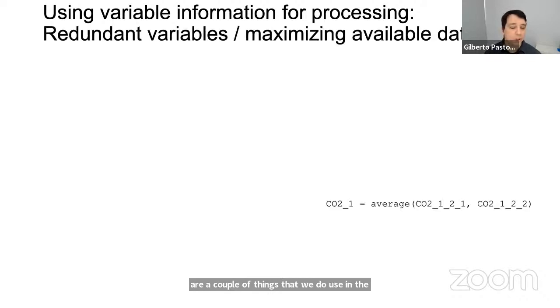So if they want to use just a shallow soil temperature, for instance, or if they want to know how much redundancy was available for measuring a site. So that all gets published as the metadata for the site. But beyond that, there are a couple of things that we do use in the processing itself. So I just wanted to give a couple of examples here.